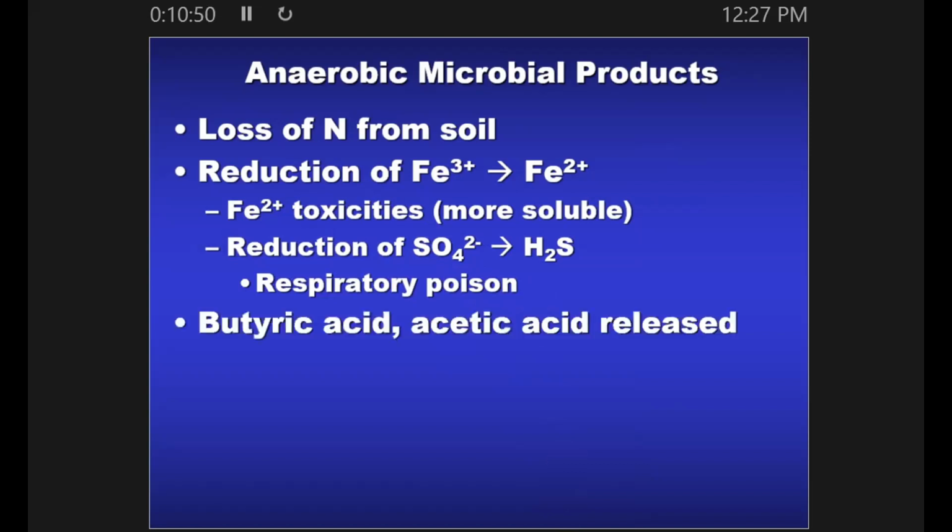Another thing that's happening via the microbes in the soil is under anaerobic conditions, if they don't have oxygen, some of the other things that microbes can do is fermentation. They'll run a bunch of fermentation reactions. Well, some of them, when they do that, one of the fermentation products is butyric acid and acetic acid. If you get those at high enough levels, those are also toxic to plants.